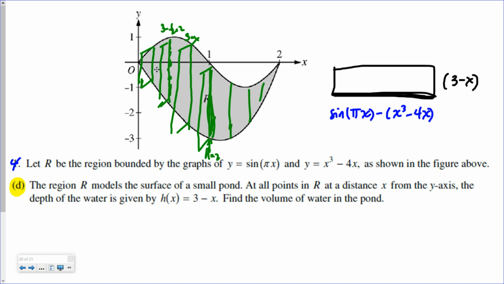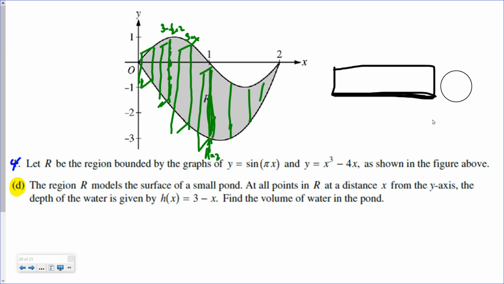What kind of problem is this? Yeah, it's cross sections with a rectangular cross section, right? It's area of a cross section. Find the volume of a solid with a known base, right? And with the area of a cross section being a rectangle.